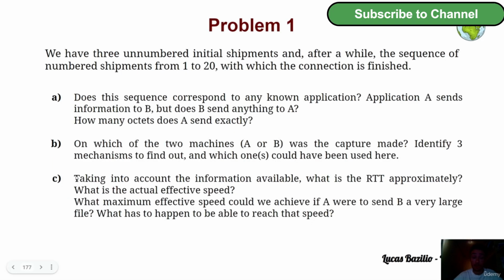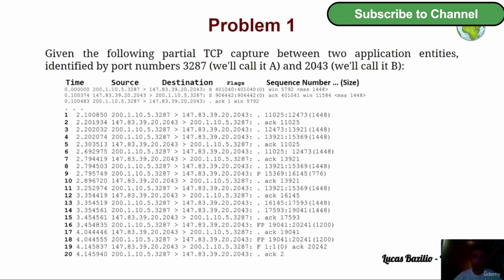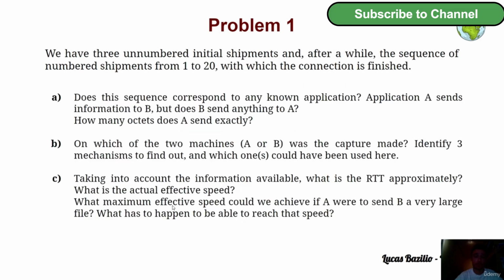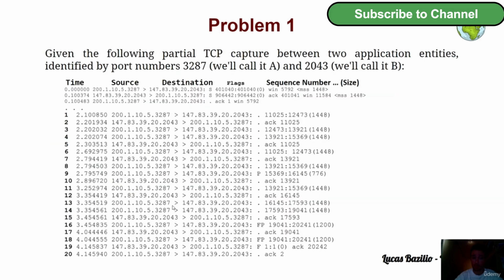As we can see, this question C is a very complete question. We reviewed many notions regarding the study and analysis of a TCP dump capture. We also learned how to compute the round trip time, how to compute the actual effective speed, how to analyze the maximum possible effective speed that we can achieve, and which condition allows us to have this maximum effective speed. In future lectures, we are going to continue to solve question D of this problem 1.